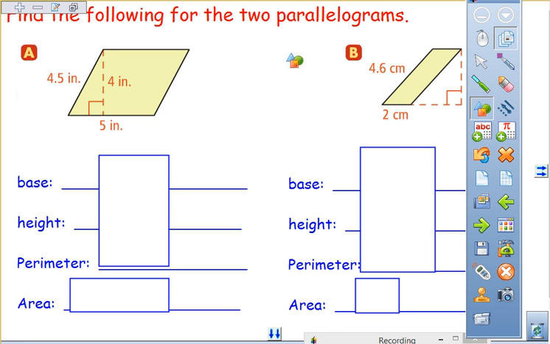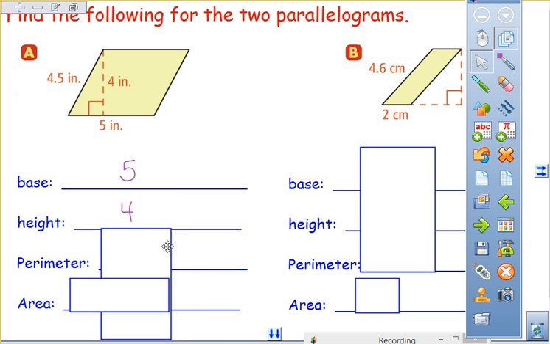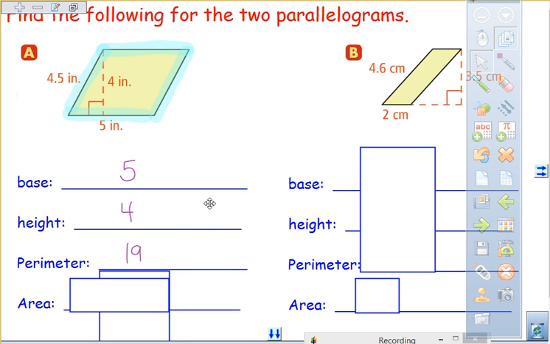Find the following for the two parallelograms. In parallelogram 1, we're going to find the base, the height, the perimeter, and the area. We're going to define the base as being 5, because it's the bottom, and then the height is the perpendicular distance, so that's the 4. If we had to find the perimeter, we have a 5 and a 5 for 10, a 4.5 and a 4.5 for 9. So we get 19 for our perimeter.